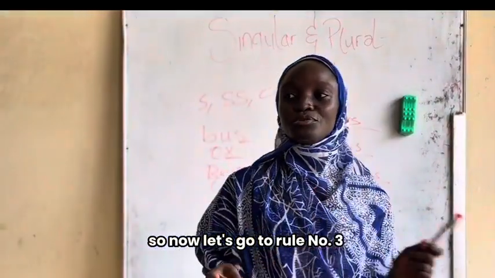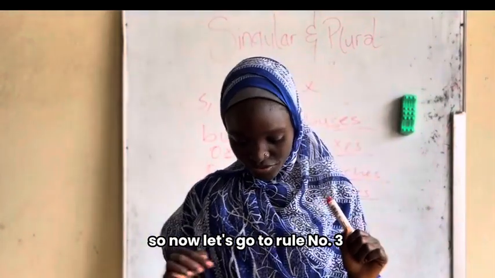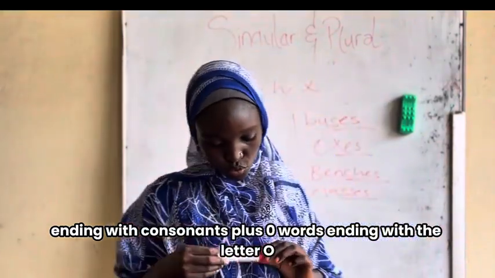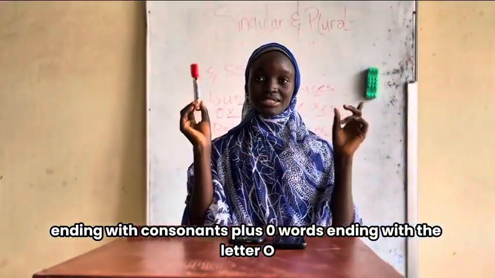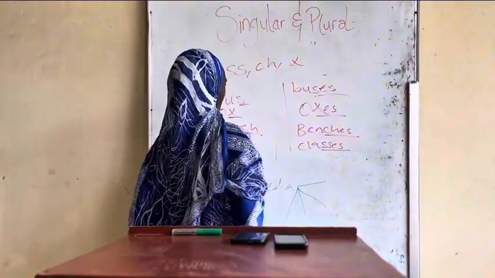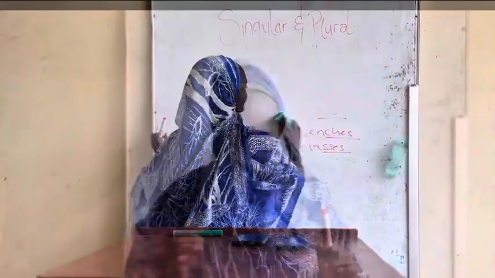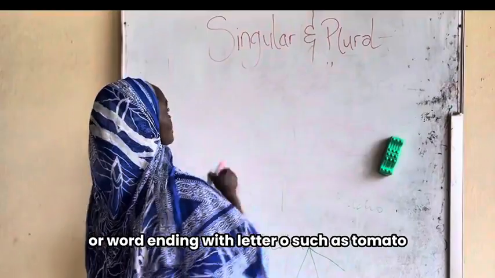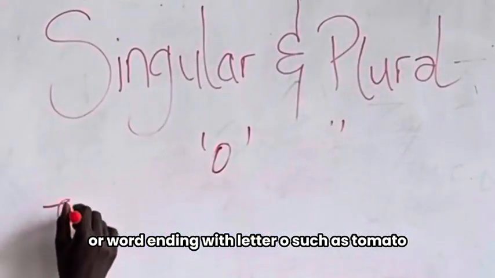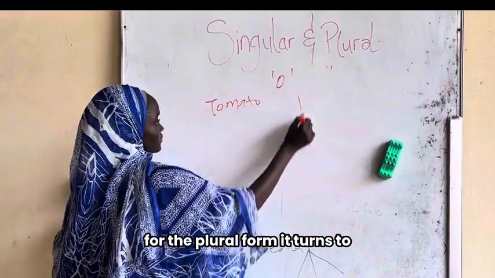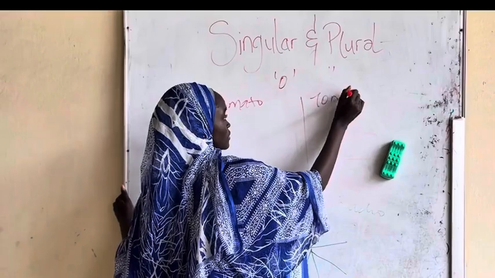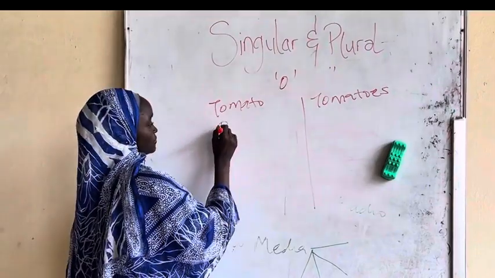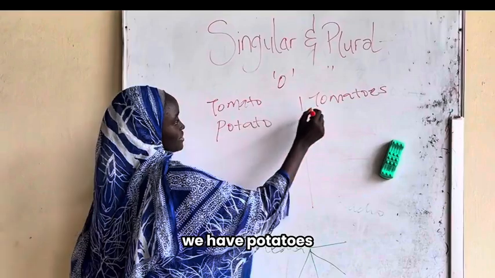So now let's go to rule number 3. For rule number 3, we have words ending with consonant plus o. Words ending with the letter o. For words ending with the letter o, you also add es. For words ending with letter o, such as tomato. For the plural form, we turn it to tomatoes. For potato, we have potatoes.